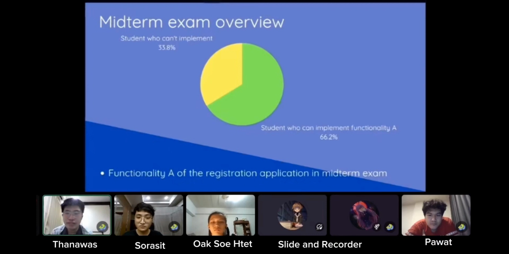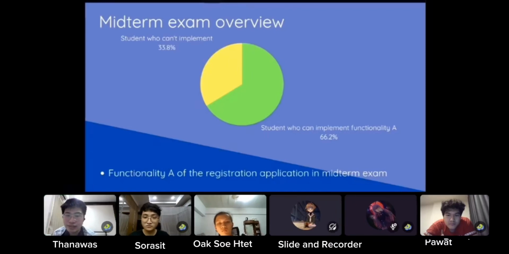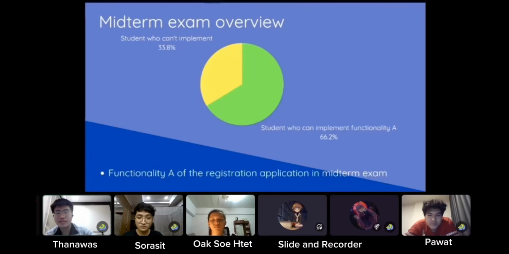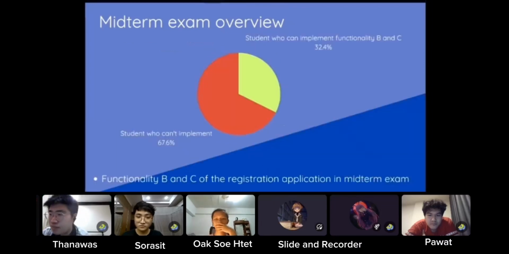The percentage of students who can implement part A and functionality A is about 33%. Students who can implement functionality A in the registration application is about 66%. Students who can implement functionality B and C is 32.4%, and the rest can implement part B and C.